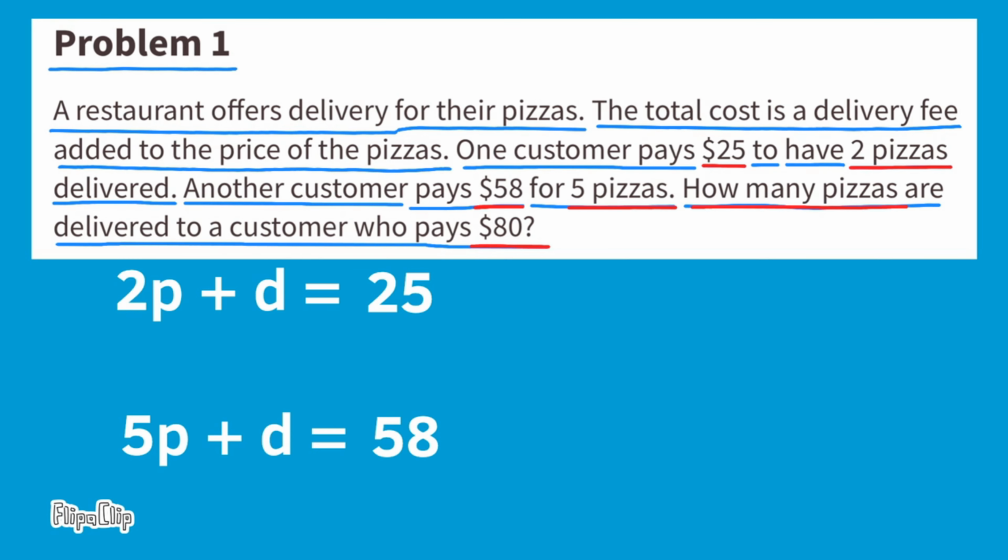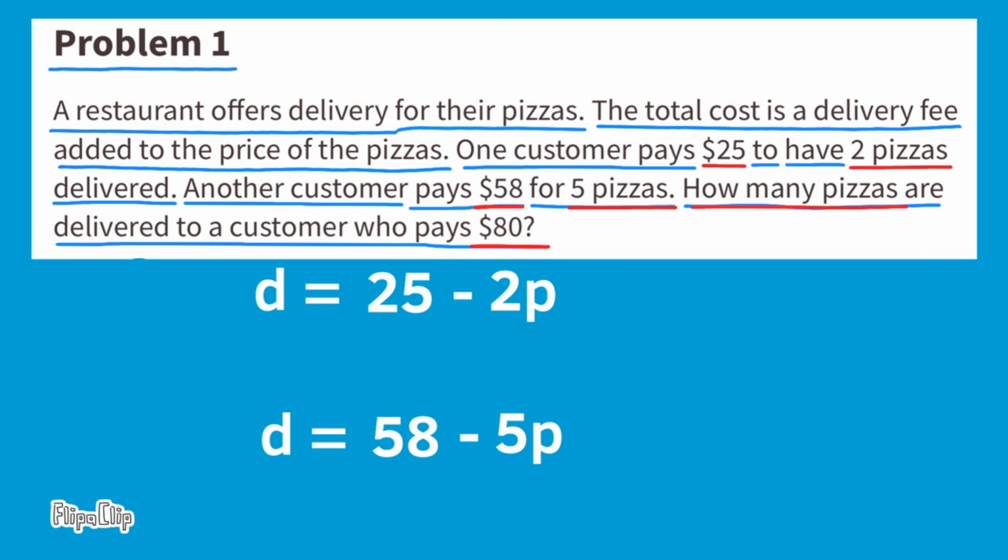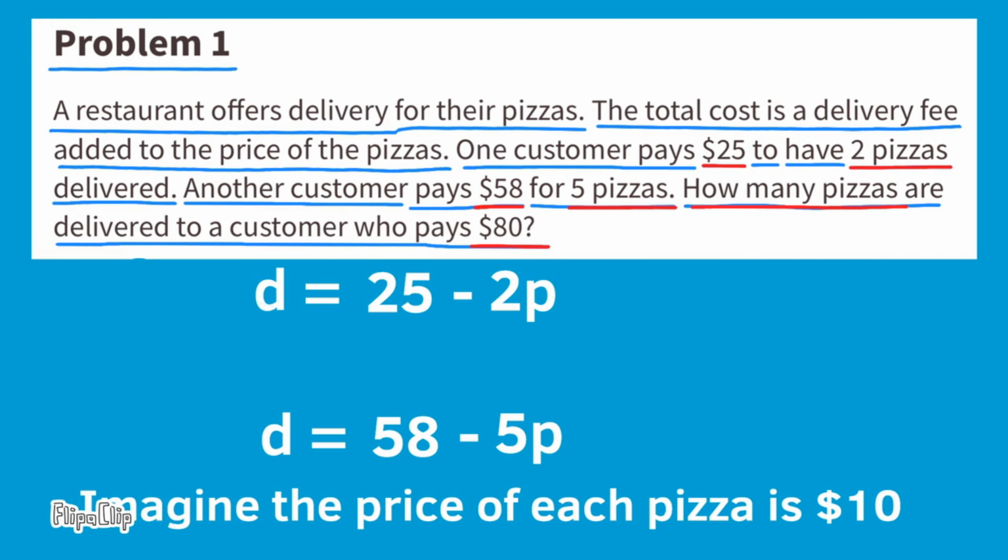Since the delivery fee is unknown, we need to get the d by itself. I can rewrite these equations as d equals 25 minus 2p and d equals 58 minus 5p. I want to just test this out and plug some values in for p. Imagine the price of each pizza is $10. So if the price of each pizza was $10, 2 pizzas would be $20, and 5 pizzas would be $50. So 25 minus 20 equals 5, and 58 minus 50 equals 8. One delivery fee came out to $5, the other delivery fee came out to $8.